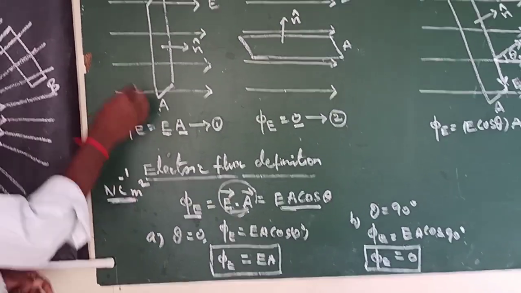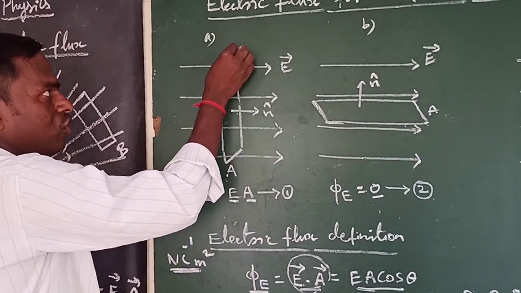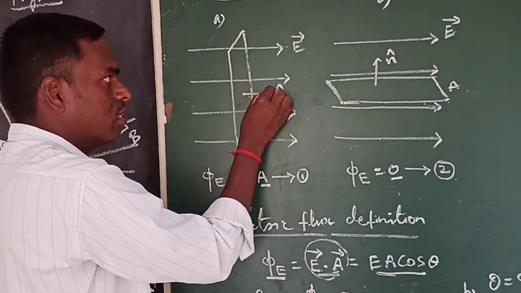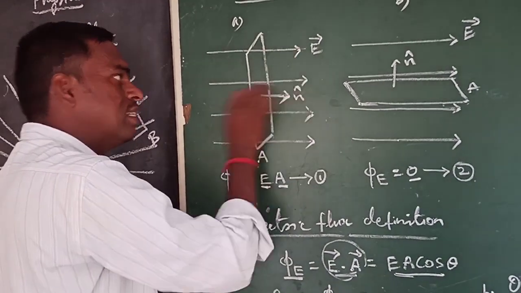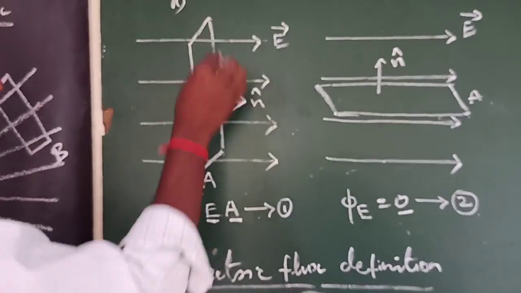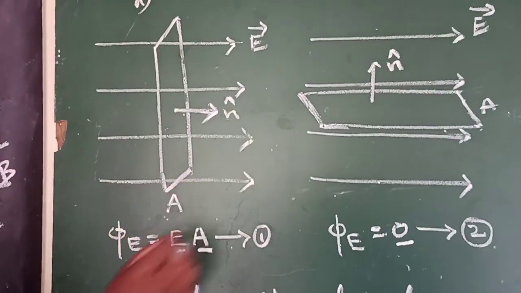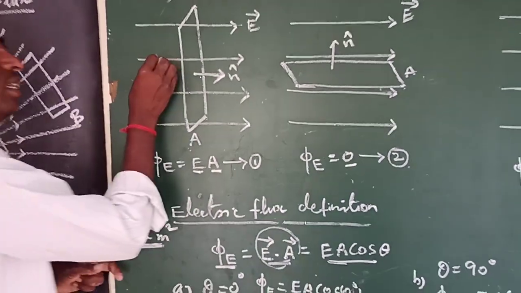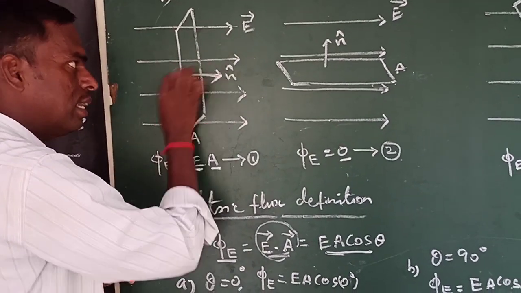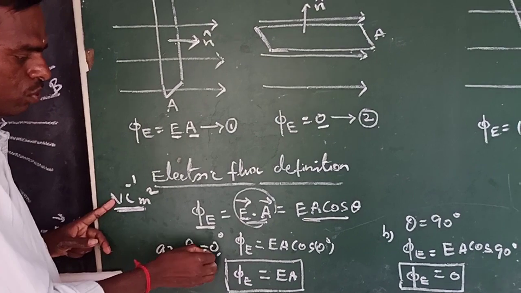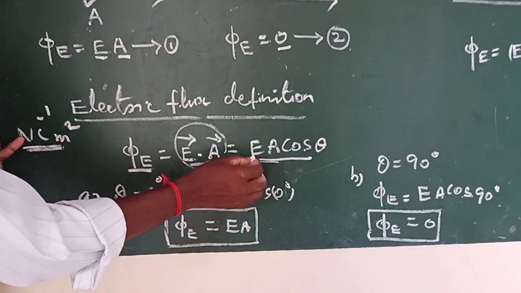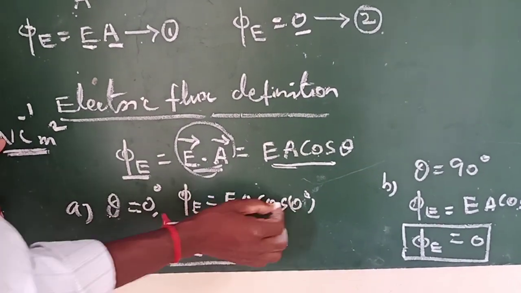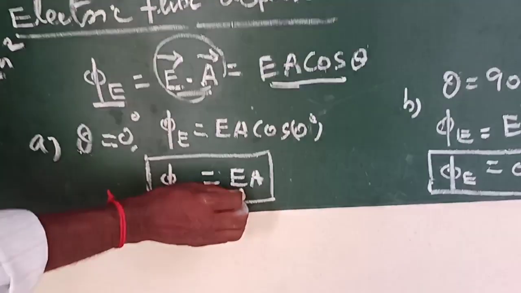Now in figure A, look, this is the electric field direction, and this is the area vector n cap. The area vector and the electric field are both in the same direction. So the angle between the electric field and the area vector is theta equal to 0 degree. Both are in the same direction. So phi of E is equal to EA cos theta. Apply 0 for theta. What do we get? EA cos 0. So phi of E is equal to E into A.